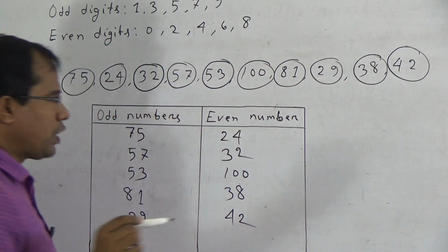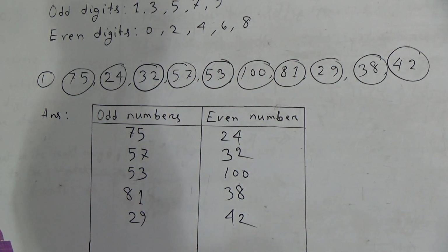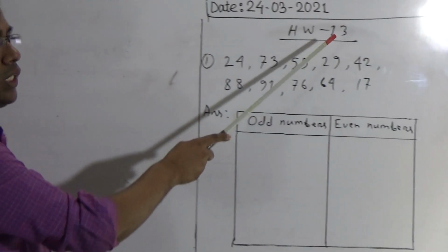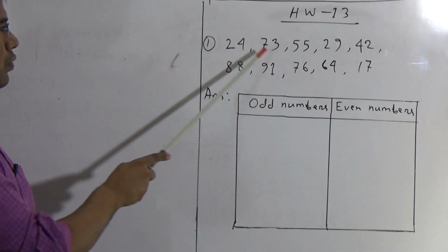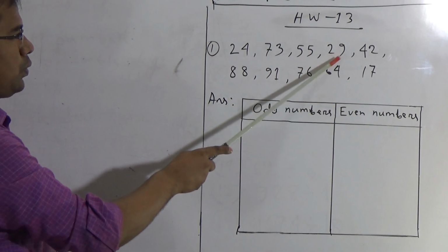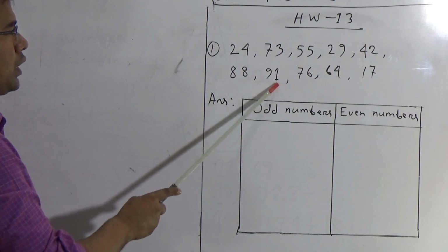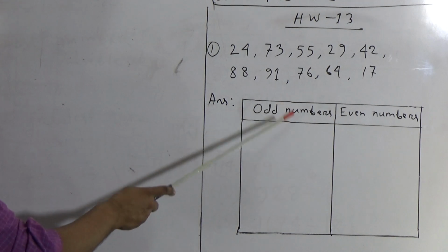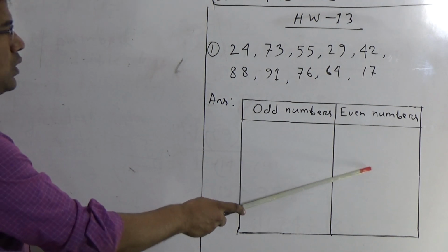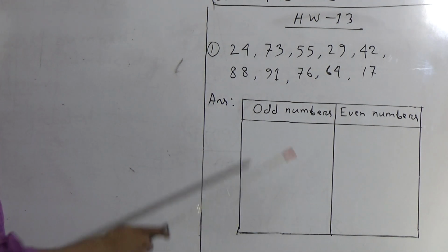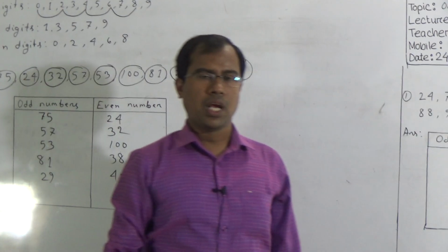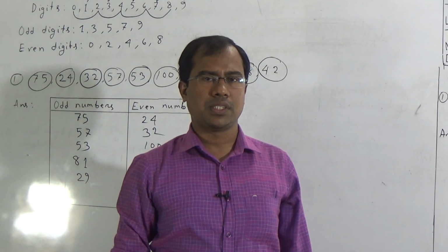Okay, dear students, we have finished our today's CW. Now I will give you an SW. Your today's SW is SW number 13. Here I have written 10 numbers: 24, 73, 55, 29, 42, 88, 91, 76, 64 and 17. You will write odd numbers in this box and even numbers in this box. I hope you will be able to do your SW properly. Okay, dear students, do your SW properly and submit it next Saturday.